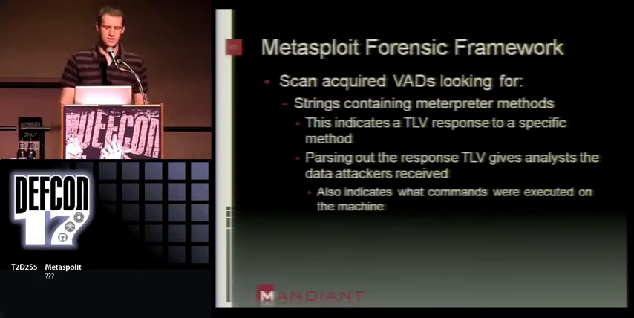So how does it work? Basically, it works like this. You acquire the process with Memorize. You then scan the acquired process looking for specific methods. These methods correlate to commands that the attacker executed. Basically, we'll then take those methods we find. Because we know the TLV is so well-defined, we can pivot around those methods. We know what will come after the method. We know what will come before the method. So we can parse out what was sent back to the attacker or what was sent to the victim machine, depending on the method that we're actually looking to essentially reconstruct.